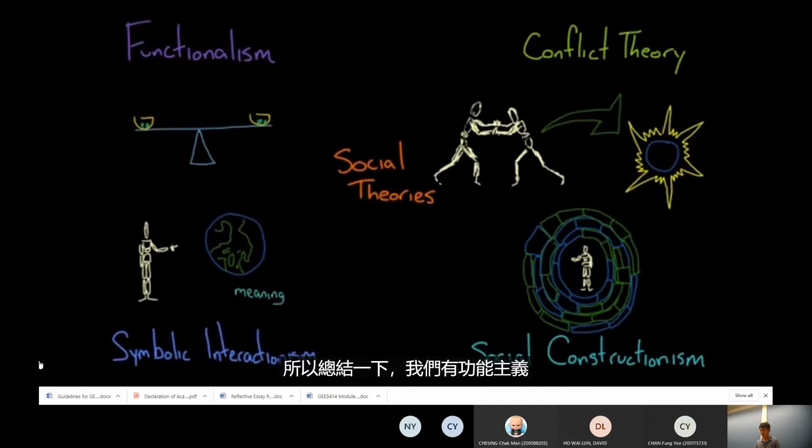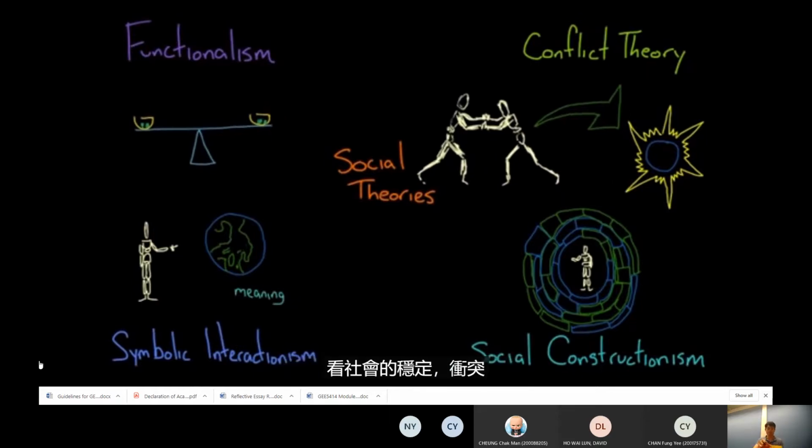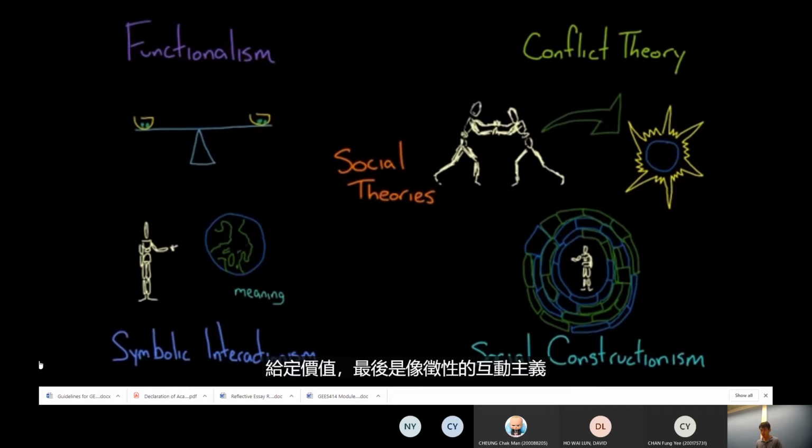So to sum up this summary, we have functionalism, looking at the stability of the society, conflict theory, looking at how the society changes, social constructionism, discovering how things are given value, and finally, symbolic interactionism, learning how individuals act.